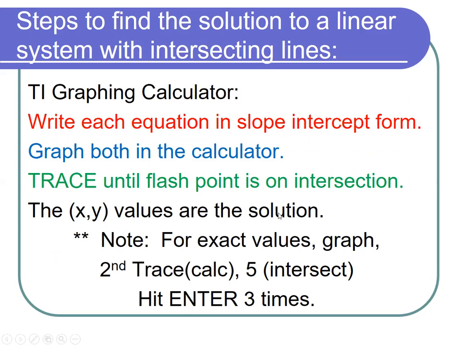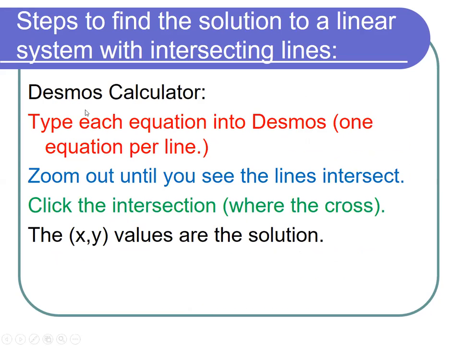Now, the graphing calculator can help us in finding some information about these lines. To save time graphing, we can use a TI graphing calculator, and here are the directions, which most of you are not using right now. You are instead using the Desmos calculator, so I'm just going to use the Desmos directions here. You would type each equation into Desmos, one per line. Then you zoom out until you see the lines intersect, and you click that intersection. Remember, that's where they cross, so that it can tell you the XY coordinate.